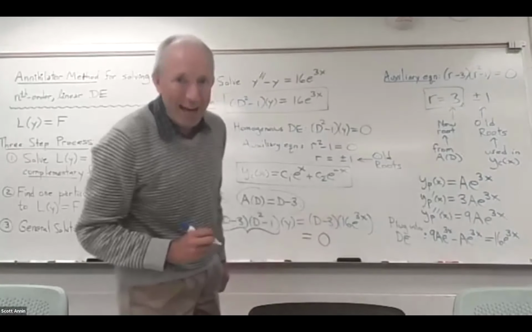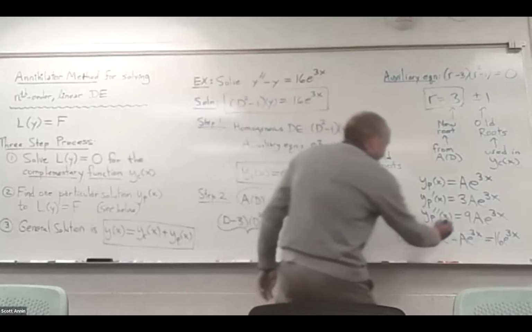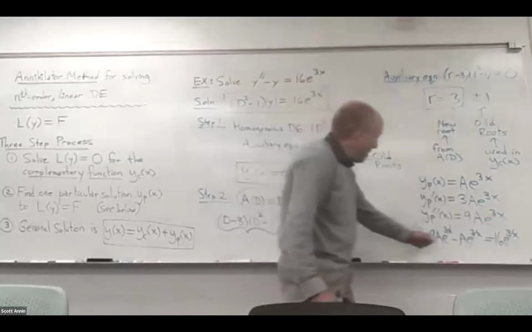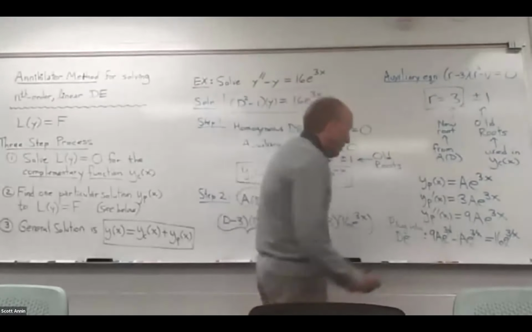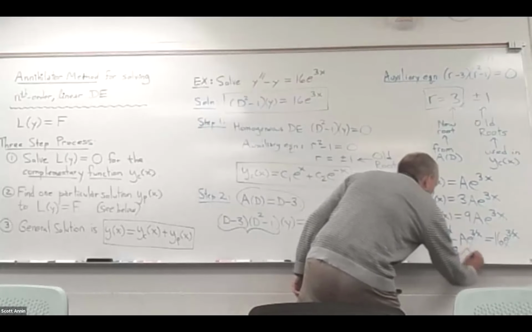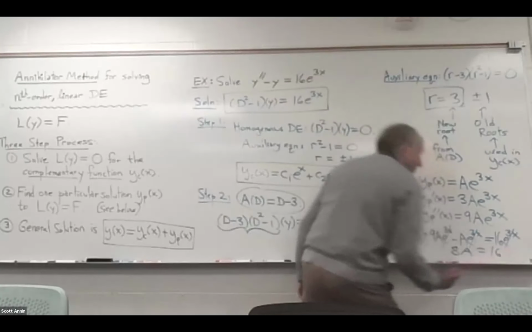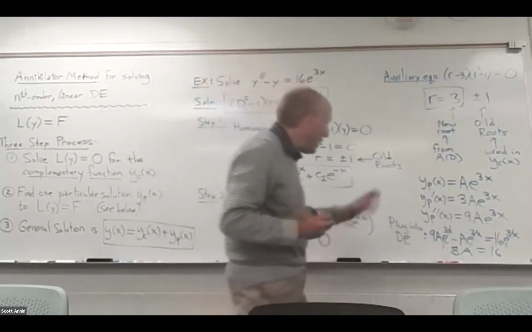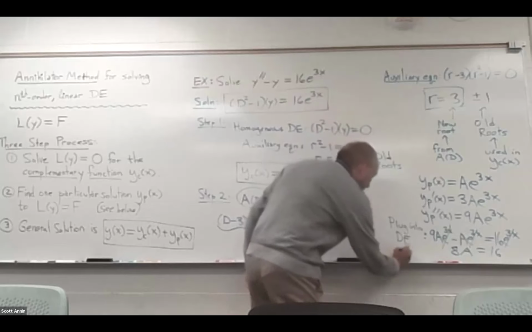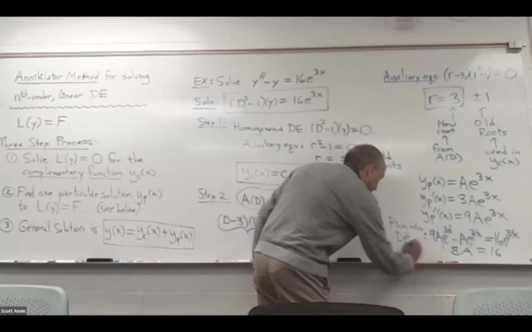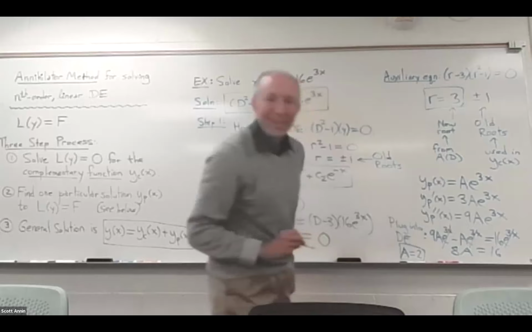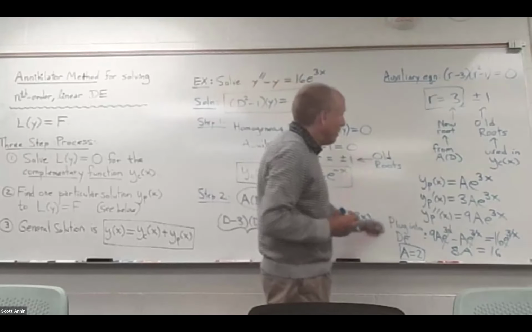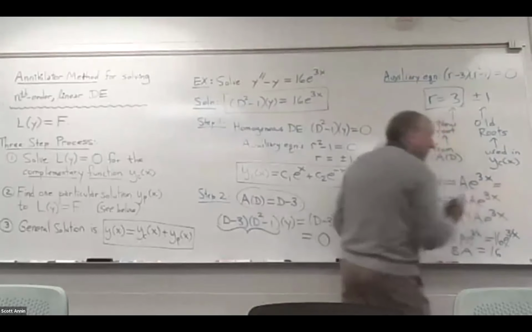I bet you can solve that for a. The e to the 3x's cancel everywhere. And now I have 9a minus a, which is just simply 8a equals 16. And so it is absolutely true that a has a specific value, namely a is equal to 2. And this means that my particular solution can be specifically written down.